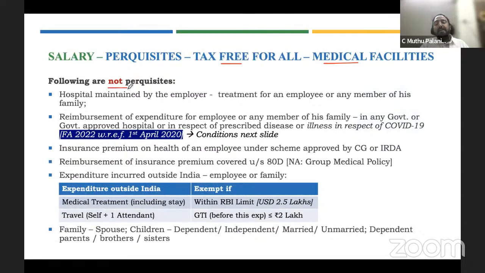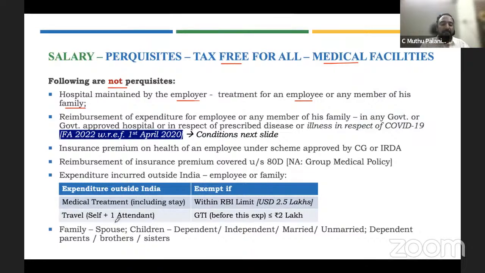So the following are tax-free, which means they are not perquisites. First, a hospital maintained by the employer. The hospital itself is maintained by the employer only, and treatment is provided for the employee or any member of his family. If treatment for an employee or any member of his family is provided, it is not a perquisite.